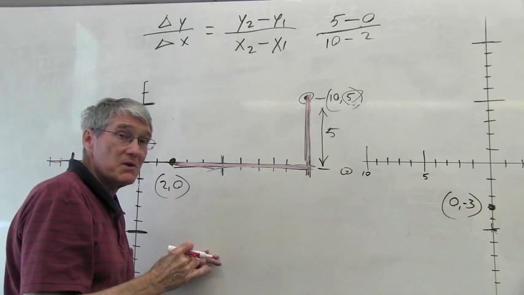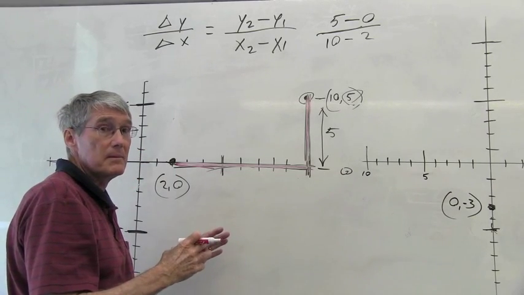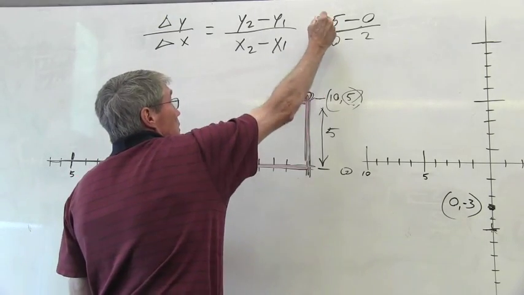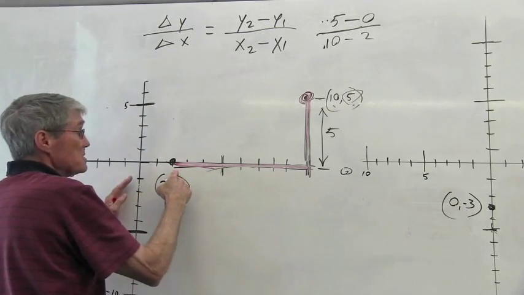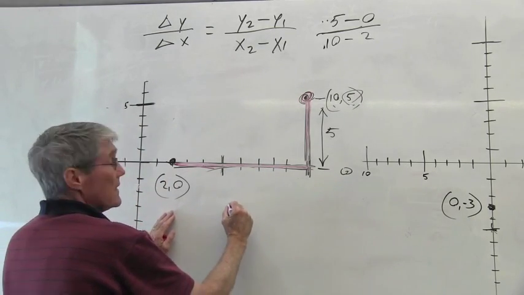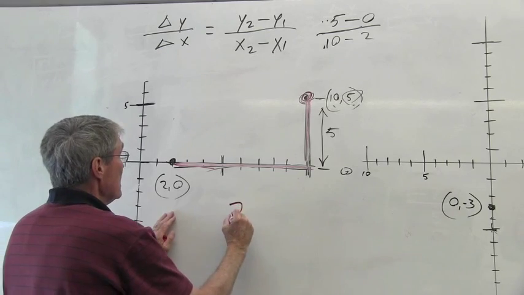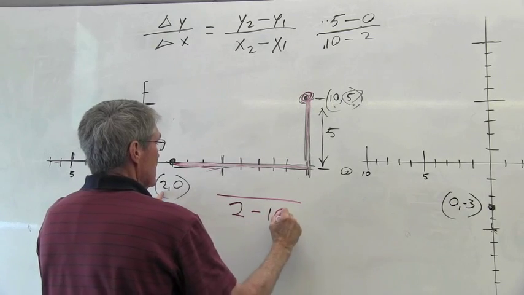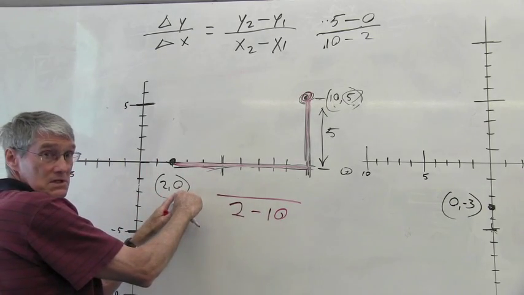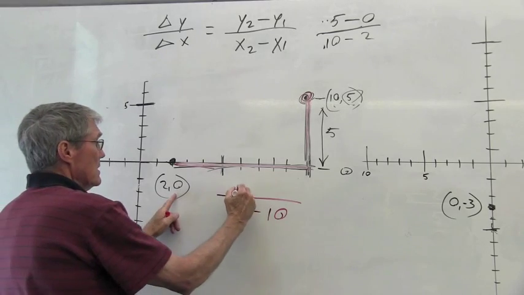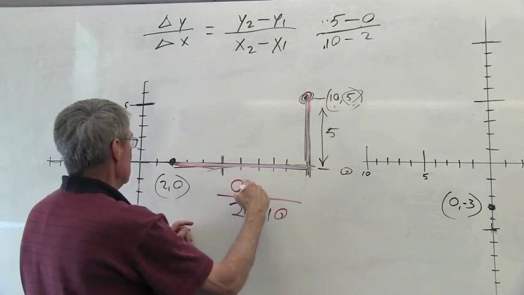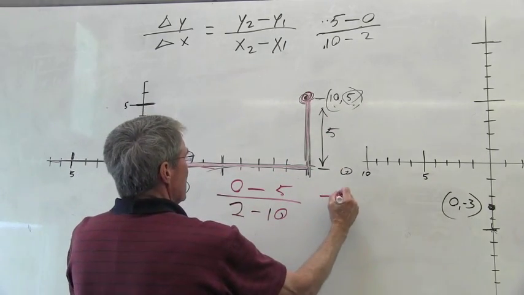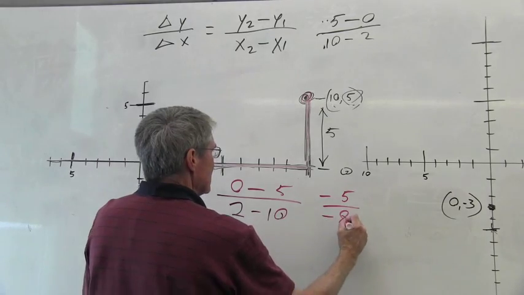The tricky part is remembering that y's go on top and that you've got to keep them symmetric. If you start with this point, you've got to start both of these values first. If you start with this point, you're going to be rewriting it differently, and that's okay. It'll still work out. Let's try it. You'll have 2 in the bottom minus this x value of 10. We're going to have to go 0 here, remember, to keep it symmetric. Keep them together. 0 minus this value, 5. Those are y's. Both of them are y's. Negative 5 over negative 8.